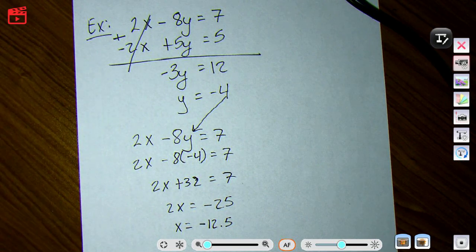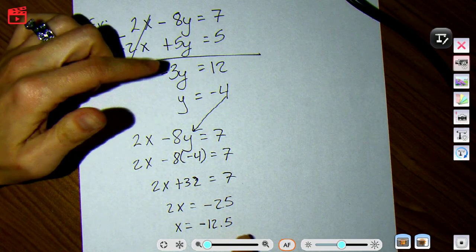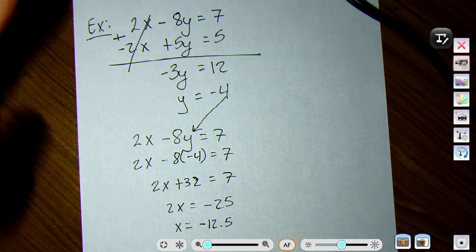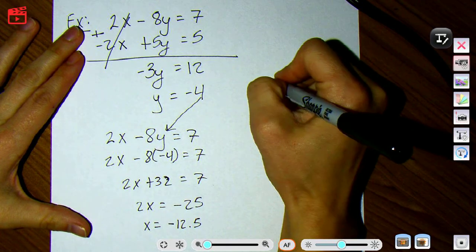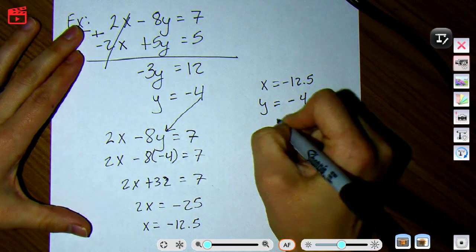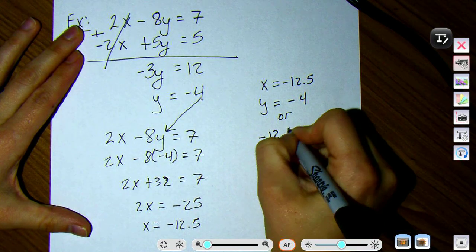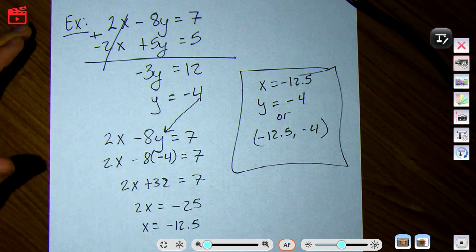So if you recall solving systems by graphing, when we solve a system of linear equations, what we're essentially looking for is where those two lines cross each other. So it's common to write the solution as a coordinate if it's not an application problem. So we have x equals negative 12.5 and y is equal to negative 4, or negative 12.5 comma negative 4, either one of those.